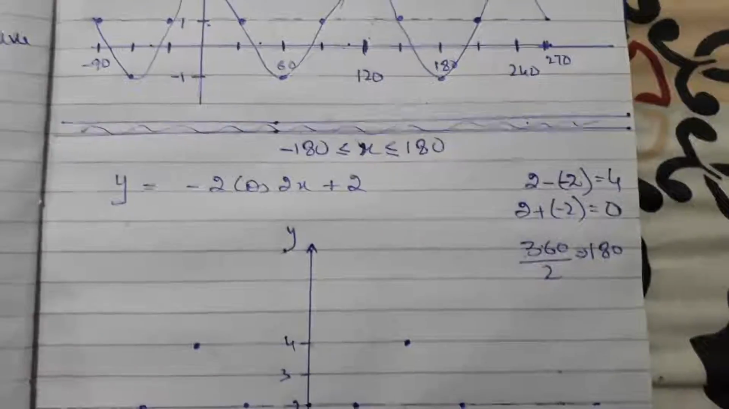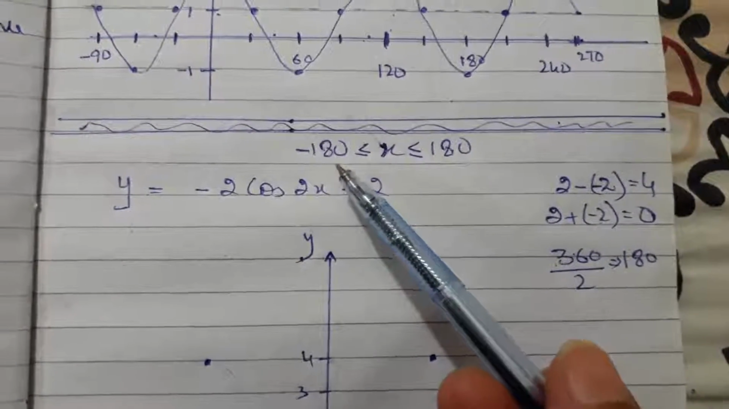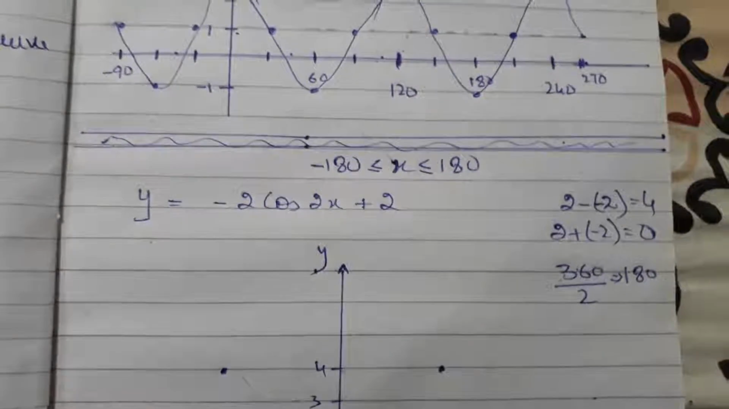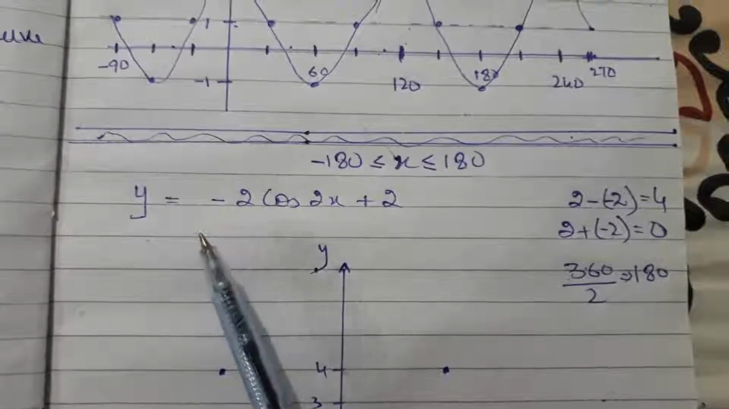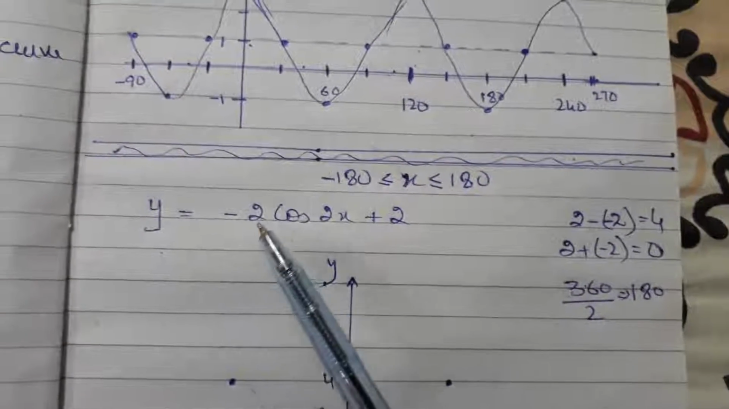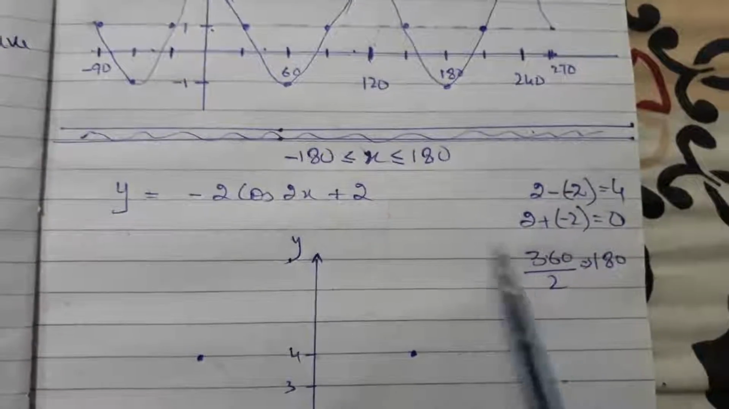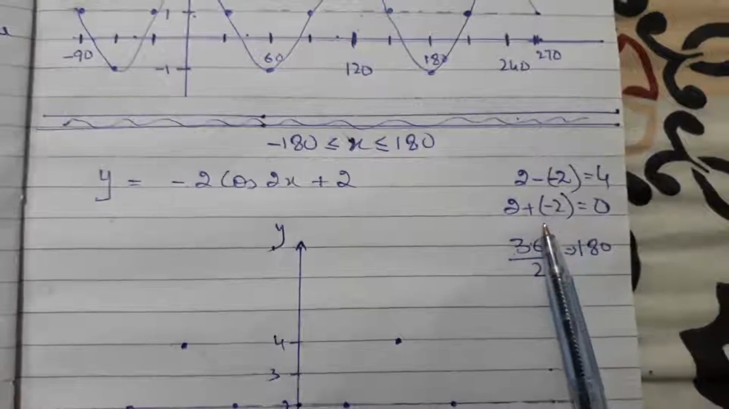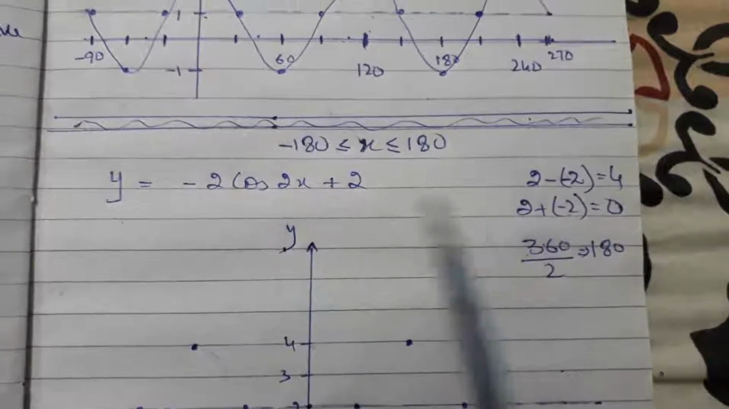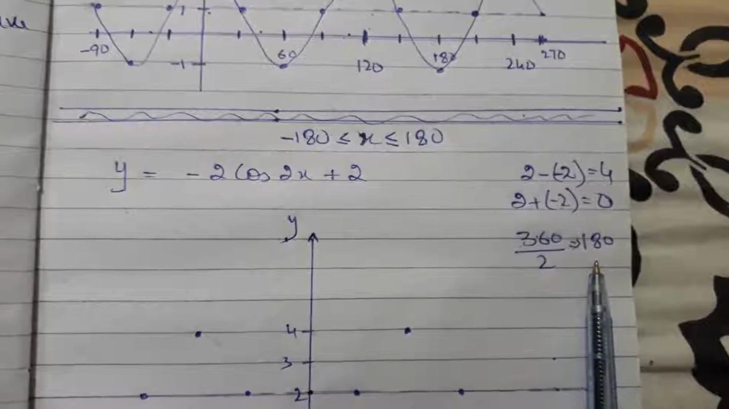Now let's see the sketch of y equals minus 2 cos 2x plus 2. Now I have to sketch it within the range minus 180 to 180 degree. Because I have a minus sign here, the shape of the graph will be inverse, like this. Otherwise, if it is positive, the shape of the graph is like this. So now my axis of the curve is at 2. My maximum and minimum are 4 and 0. And 360 divided by 2 tells me that one cycle will be completed in 180 degree.